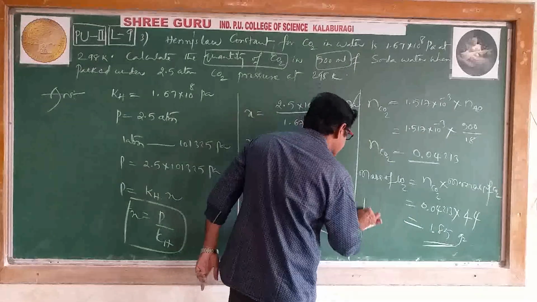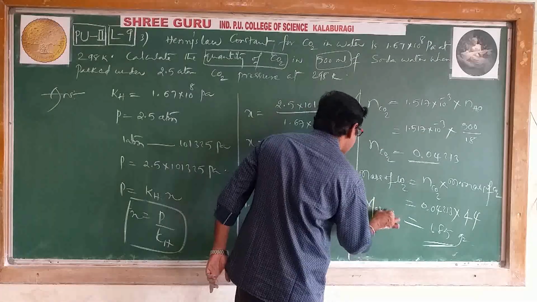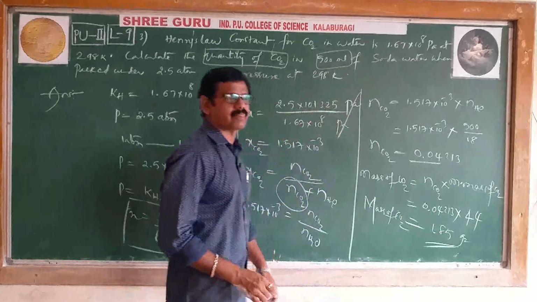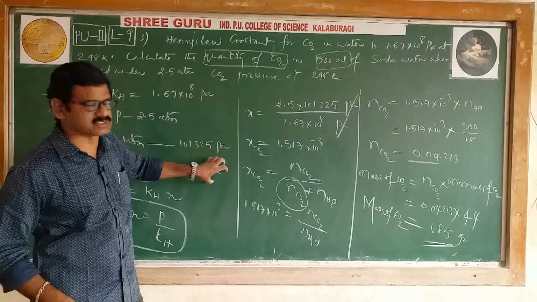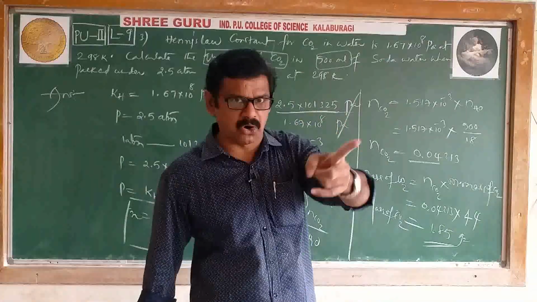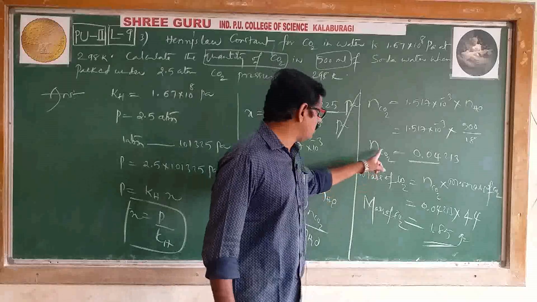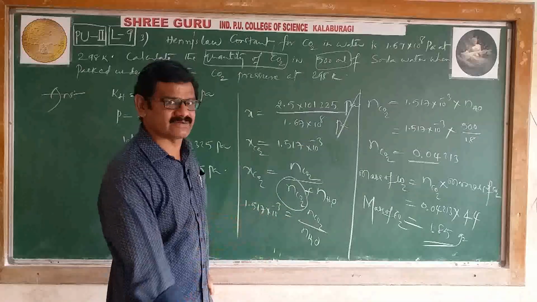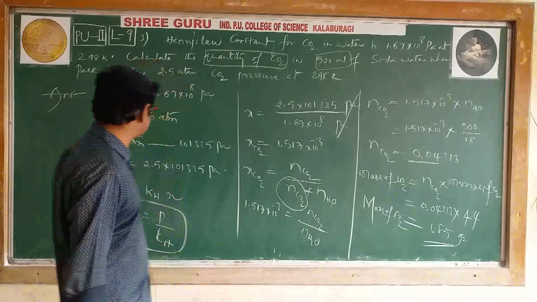This is the question, and this is the solution. Quantity is nothing but mass of carbon dioxide. For mass we need moles. Moles, how are we getting? From mole fraction. All are linked questions, I mean a linked solution it is.